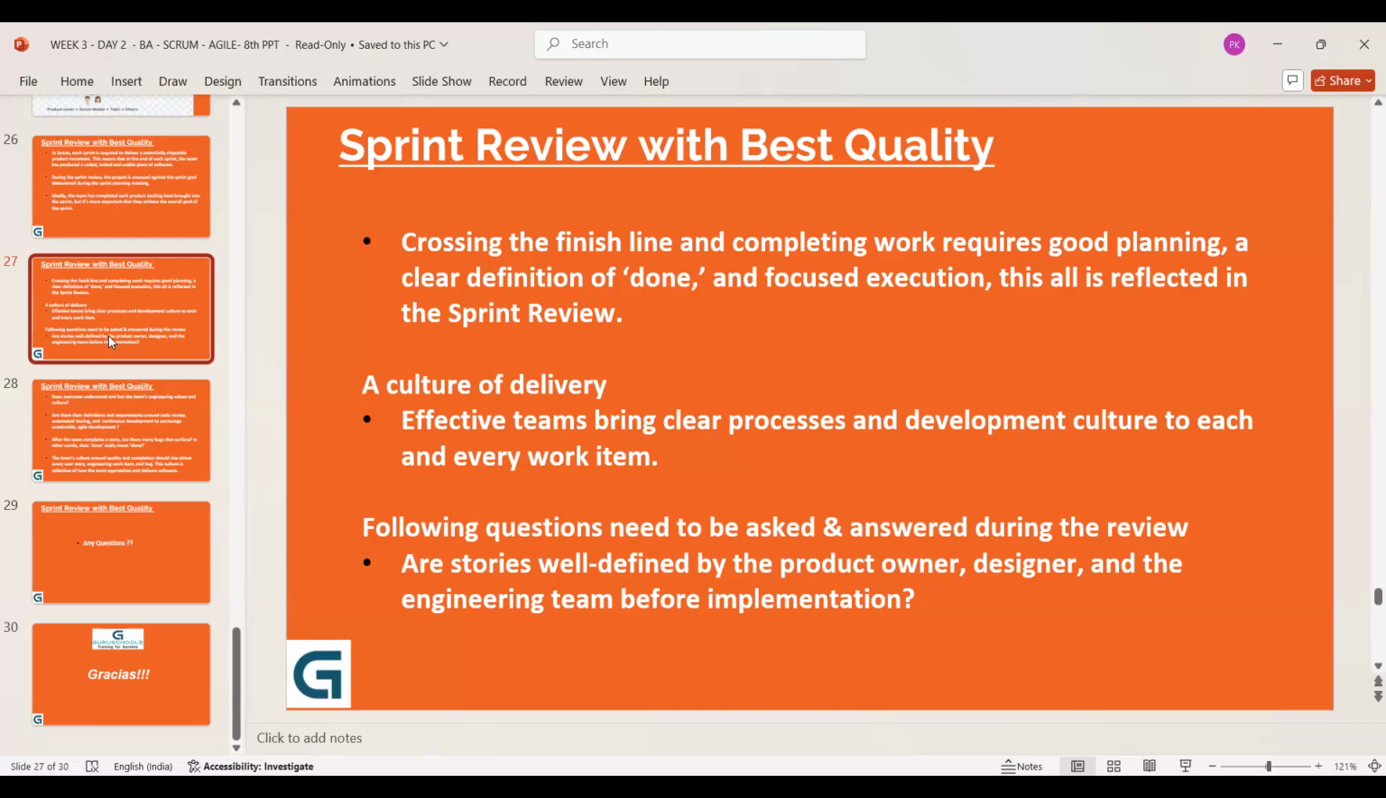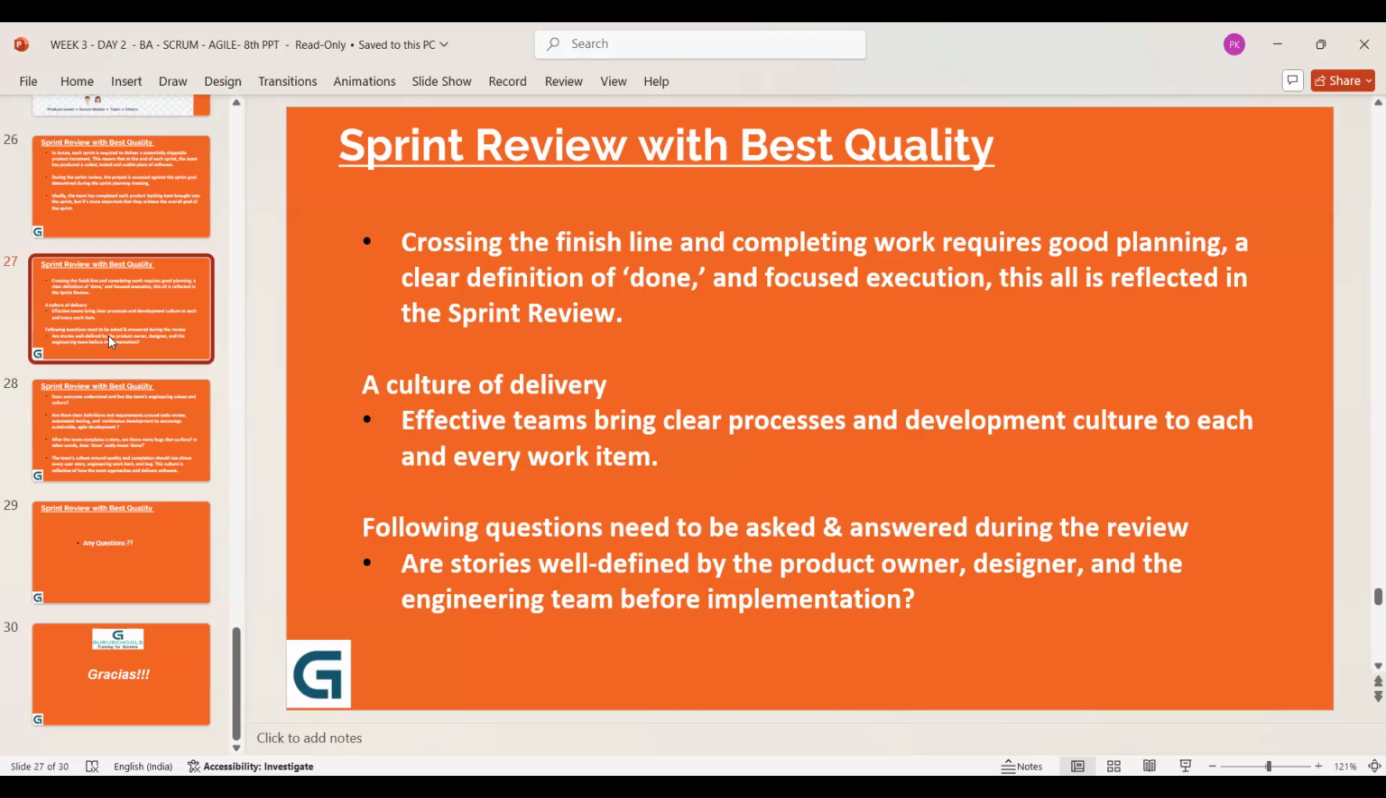Yes, so we are saying that this following question needs to be asked and it should be answered as well. So what is the question? The question is, are stories well defined by the product owner? That means, are the user stories which are written by the business analyst along with the help of team members well defined by the product owner, designer, and engineering team? That means, is everybody on the same page as the expectations of the customer?